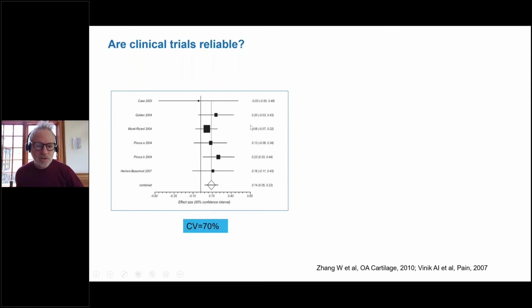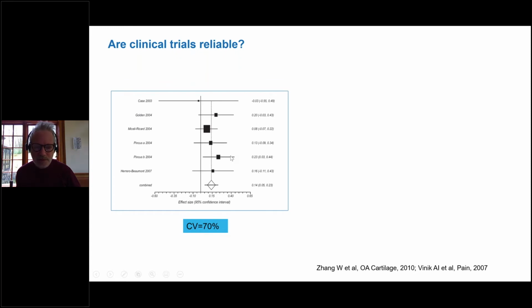So are clinical trials reliable? Well, here they're not. And you can discern that looking at any meta-analysis of any treatment for any condition. If you're doing a meta-analysis, then by definition, you're making a decision that the trials in your meta-analysis are similar enough that they should be producing a similar result on the same drug for the same condition.